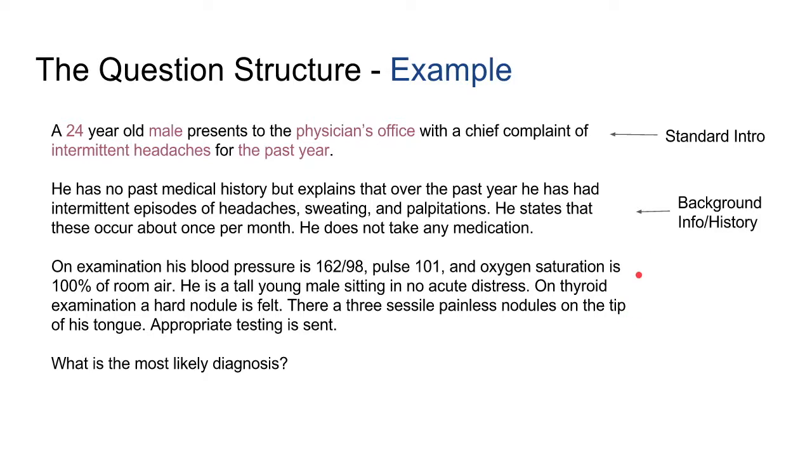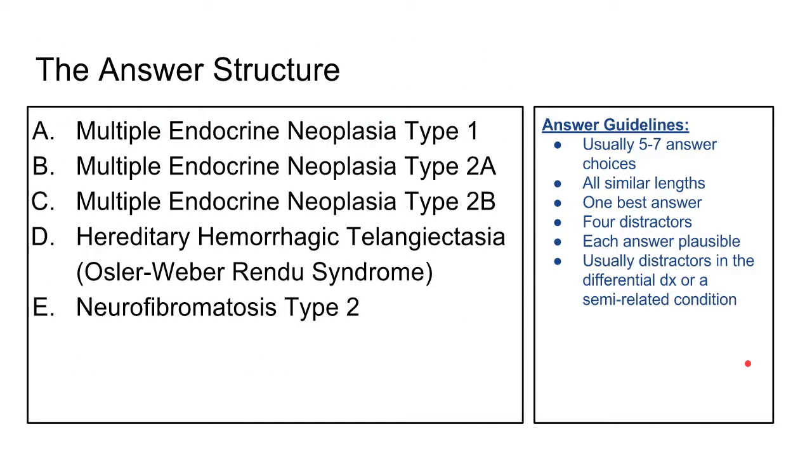So let's go down here to this area. This is really where you put the physical exam and labs. On examination, blood pressure is this, pulse is this, oxygen saturation is 100% on room air. He's a tall young male sitting in no acute distress. On thyroid examination, a hard nodule is felt. There are 3 sessile painless nodules at the tip of his tongue. Appropriate testing is sent. And then lastly, the lead-in question. So what is the most likely diagnosis? It's a very common lead-in question. So we got the standard intro, the background, data, physical exam, and then the lead-in question.